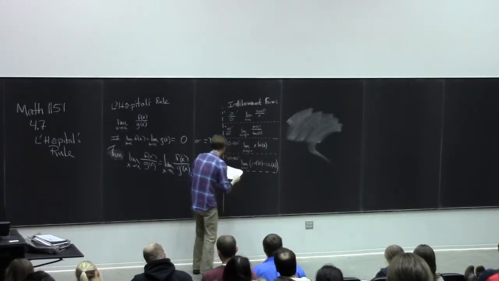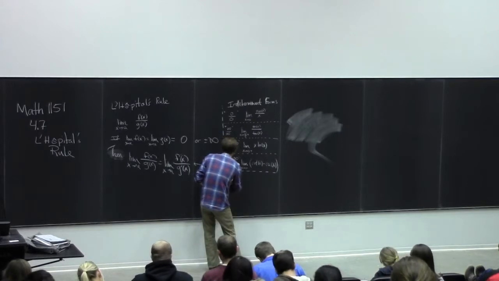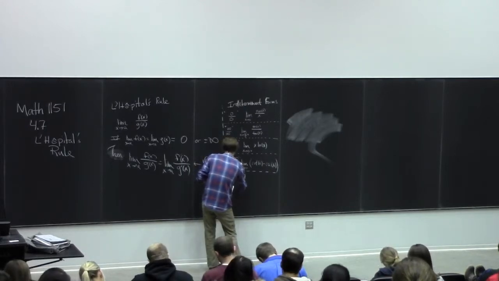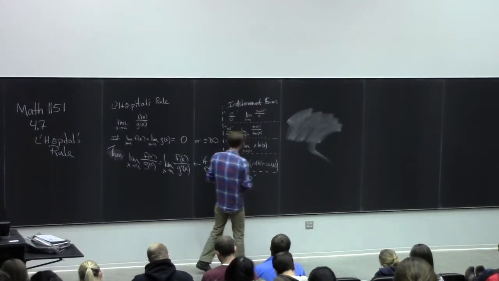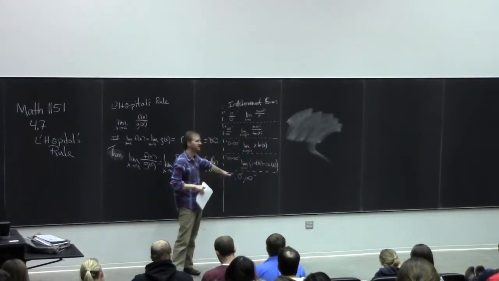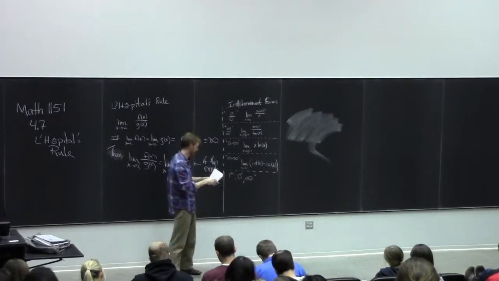So here they are. There's 1 to the infinity. There's 0 to the 0. There's infinity to the 0. Oh, sorry. There's between 1 and 3 more. And these are all done the same way.